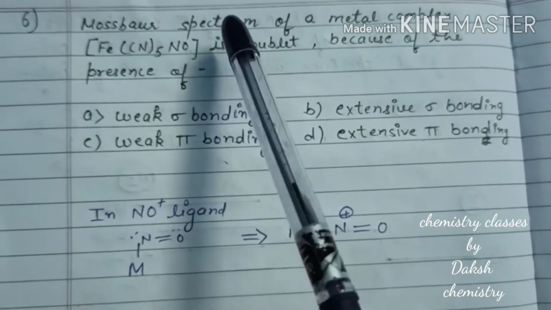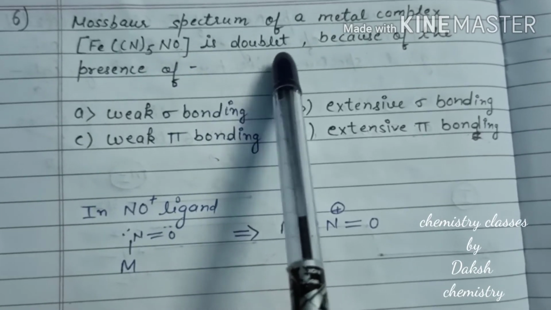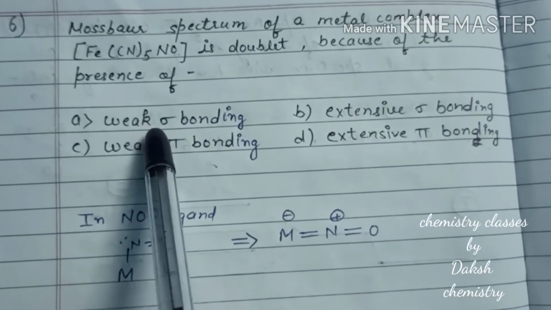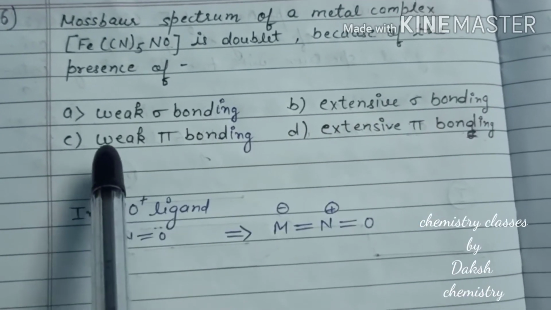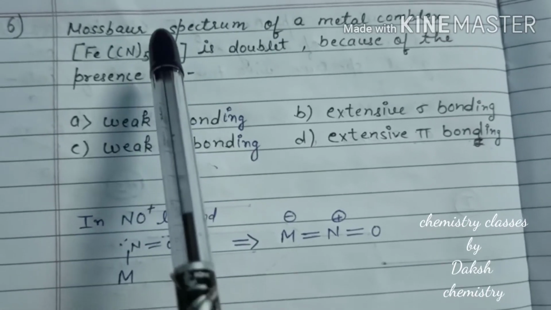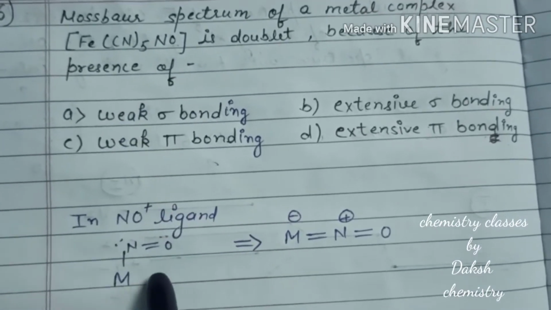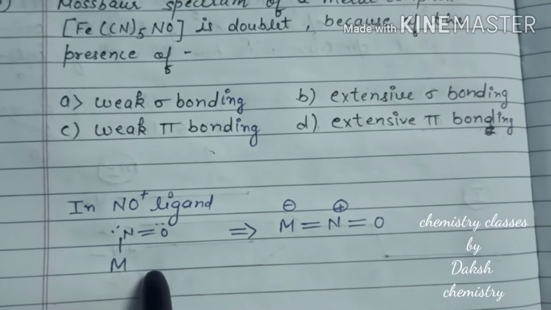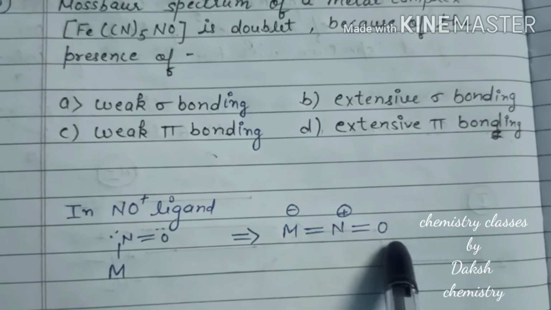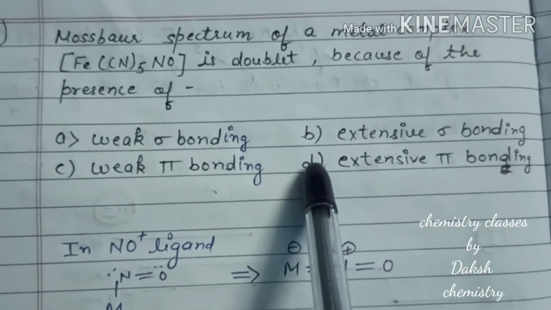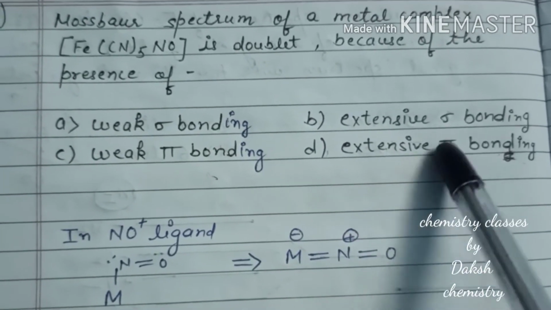Next question is, the Mossbauer spectrum of a metal complex [Fe(CN)5NO] is a doublet because of the presence of weak sigma bonding, extensive pi bonding, extensive sigma bonding and weak pi bonding. As we see, this nitrosyl group, the NO ligand, shows back bonding with the metal ion. Due to these 2 pi bonds, extensive pi bonding, we will get a doublet. So the correct option is extensive pi bonding, option D.